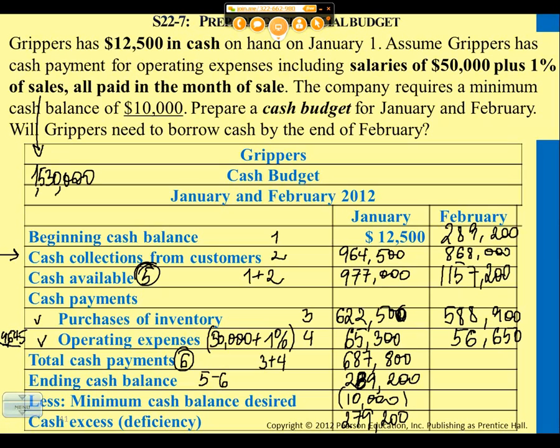Okay, how do we calculate total cash payments? The sum of two, right? Purchases of inventory and operating expenses. What is the sum? 550. Okay. Next, what is the ending cash balance? How did we get 511,650? 1,157,257. Okay, 511 and what? 650. And then what do I need to have at the next line? Minimum cash balance desired? 10,000. So do I need to borrow anything? Okay, so it's 501,650. Okay, cool.